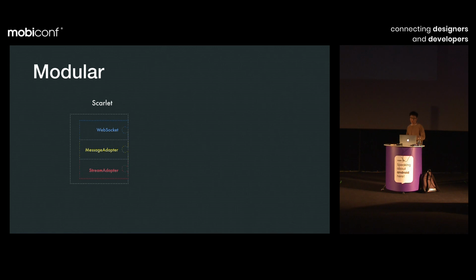The second plugin is MessageAdapter. It encapsulates the serialization and deserialization of messages. The third plugin, StreamAdapter, encapsulates the conversion between different asynchronous abstractions, such as RxJava and Kotlin coroutines. I will explain each of them later. Let me first show you how to use them.